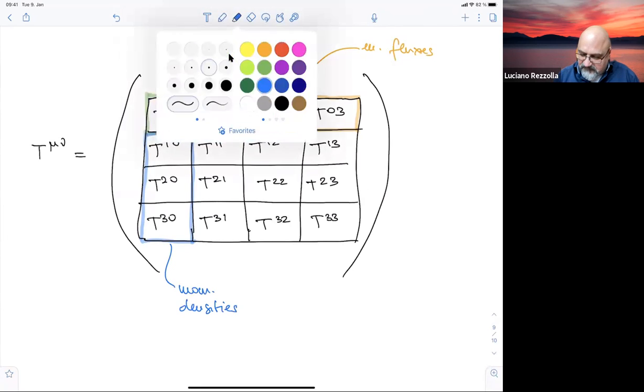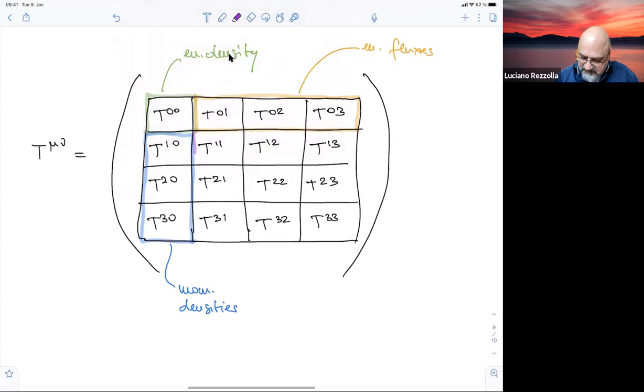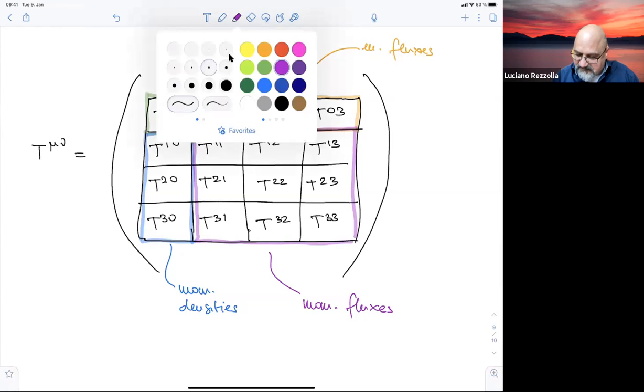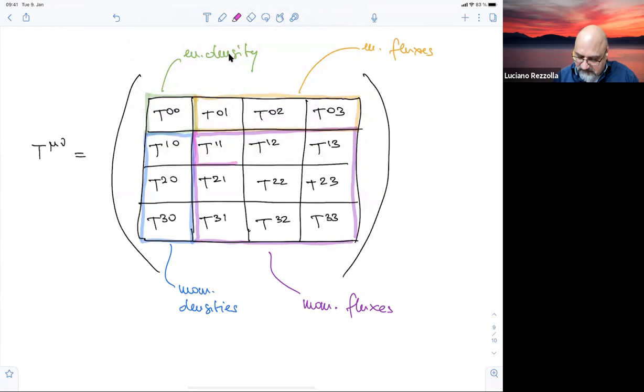And well, what are we left with? We are left with this guy over here, the spatial part. And these are the momentum fluxes. And particularly important are these guys over here. We will see them later on, the diagonal parts here.